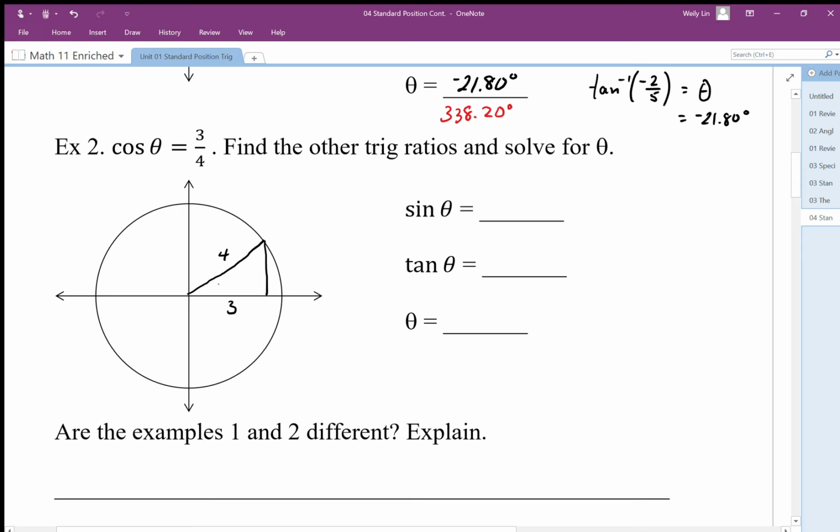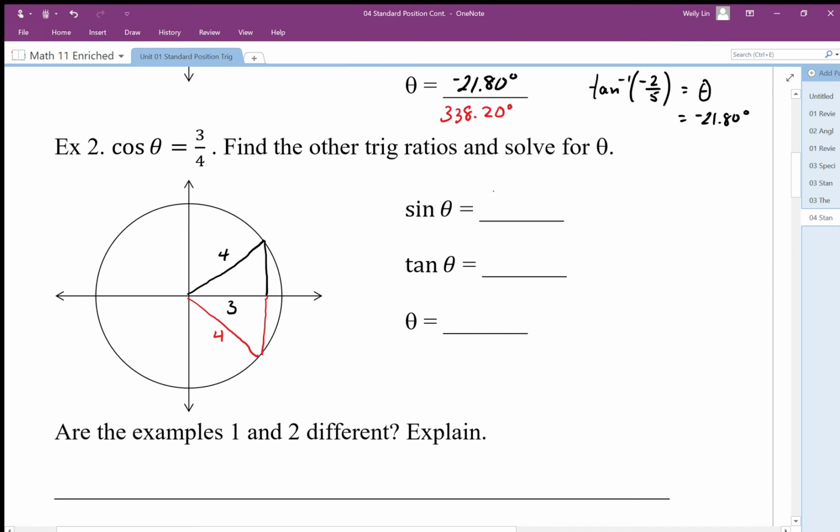Now, this is a bit of a problem because, although we know that the x is positive, we don't know the y. We don't know if the y is positive or negative. So there are actually two positions that I have to consider here. There's another position down here that has the same ratio of positive 3 over positive 4. Okay, so there's two possibilities that I'm having to consider.